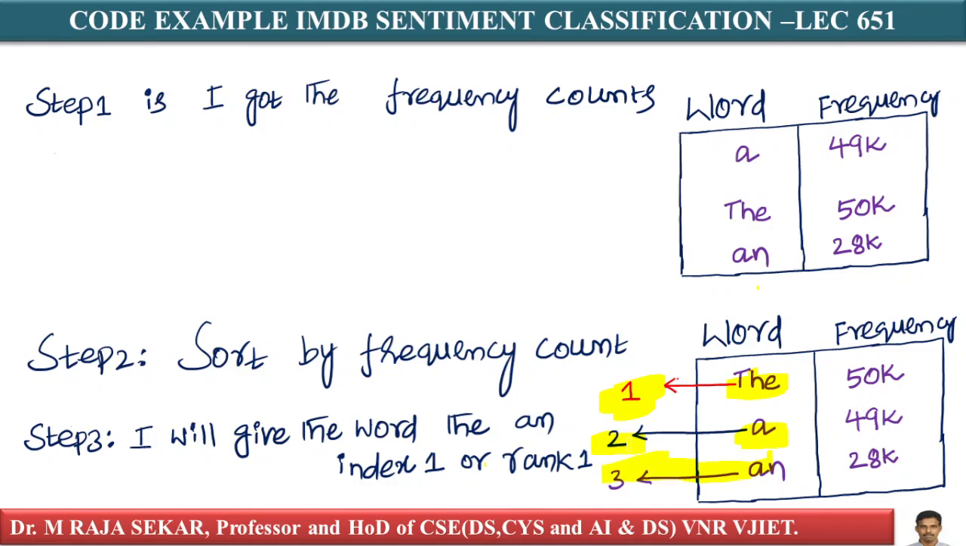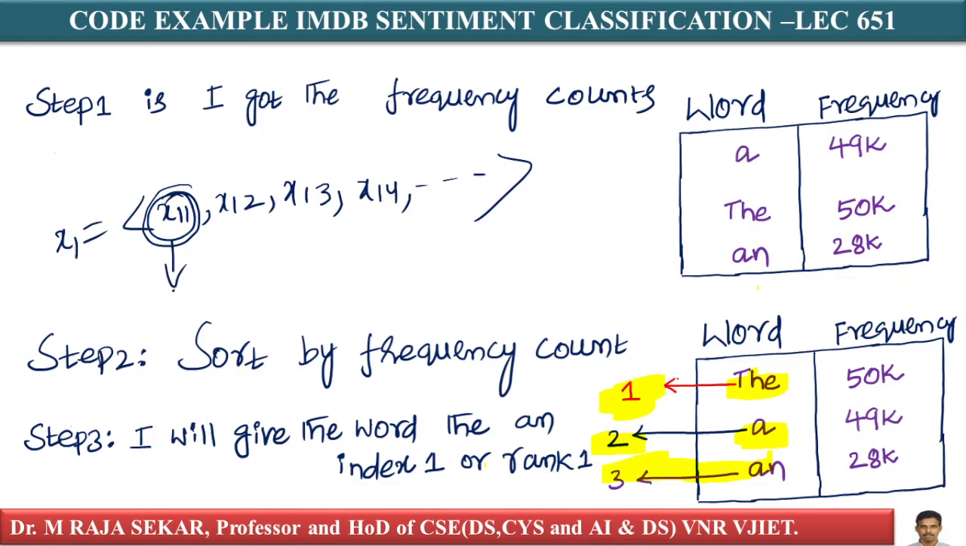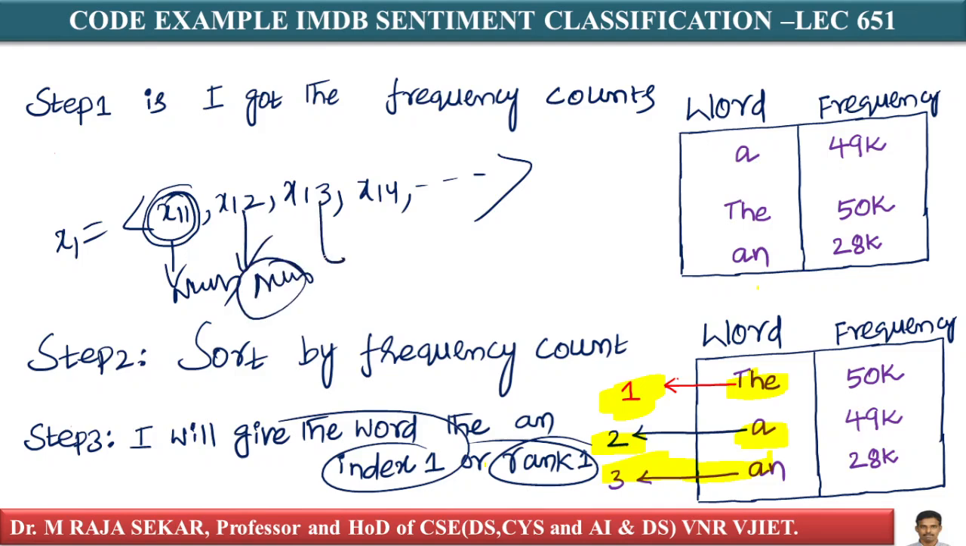So whenever I see a review, the way I represent x1 is basically as a sequence of numbers. X1 is a review in which you have words like x11, x12, x13, x14, and so on. Each of these will be replaced by a number, its rank or index.